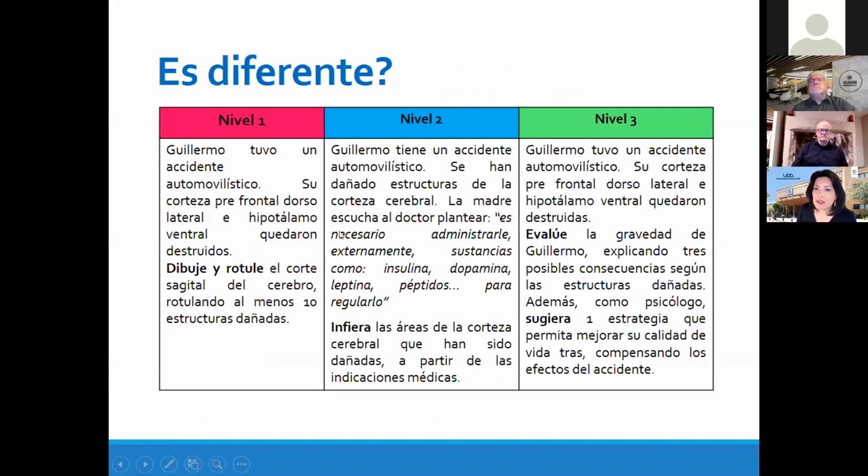Esta es una pregunta de neurociencia de primer año en nuestra carrera, y le pedimos a un profesor, después de haberse formado en esto, mover una pregunta midiendo prácticamente lo mismo, pero en estos 3 niveles, un poco para ver la diferencia. En el primer nivel, que es el memorístico, tenemos una pregunta como: Guillermo tuvo un accidente automovilístico, su corteza prefrontal dorsolateral e hipotálamo ventral quedaron destruidos. Dibuje y rotule el corte sagital del cerebro, rotulando al menos 10 estructuras dañadas. Esto es para alumnos de psicología primer año.